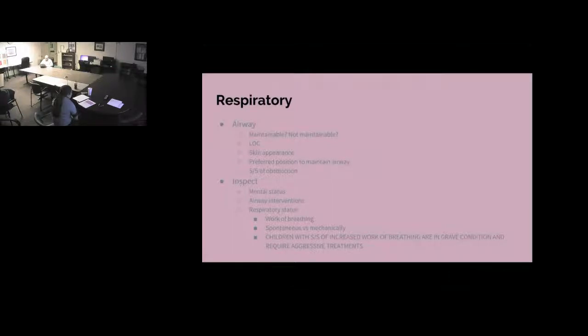Signs and symptoms of obstruction, that's what the S-S is. It's going to include stridor, gurgling, secretions, an altered mental status, anything noted in the airway, emesis. The next part is to inspect the airway. You want to see if there's any current airway interventions, any OPAs, any NPAs. This includes ET tubes, trachs, stomas, etc.